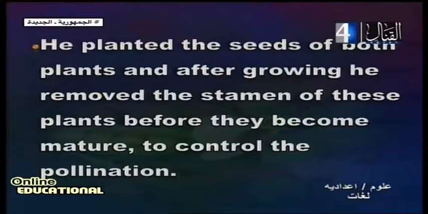He planted the seeds of both plants, and after growing, he removed the stamens of these plants before they became mature, to control the pollination.